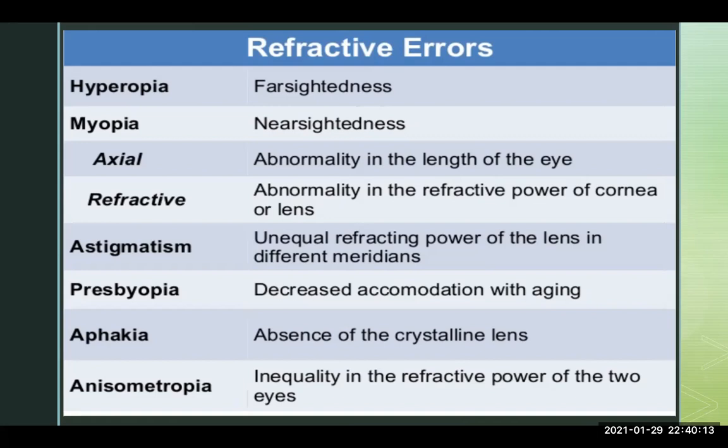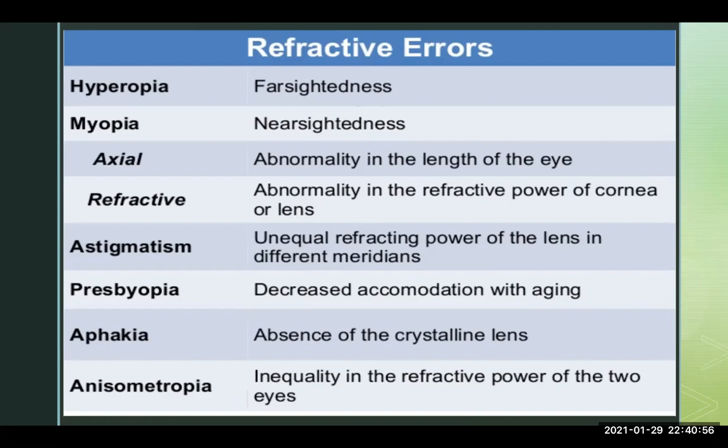Astigmatism means unequal refracting power of the lens in different meridians. This happens when the corneal surface has a different axis or different meridian. So the refraction through the main meridians, or the main curvature lines of the cornea, is different. The refraction from one meridian is different from the other, so we have a lot of images, not a sharp one.